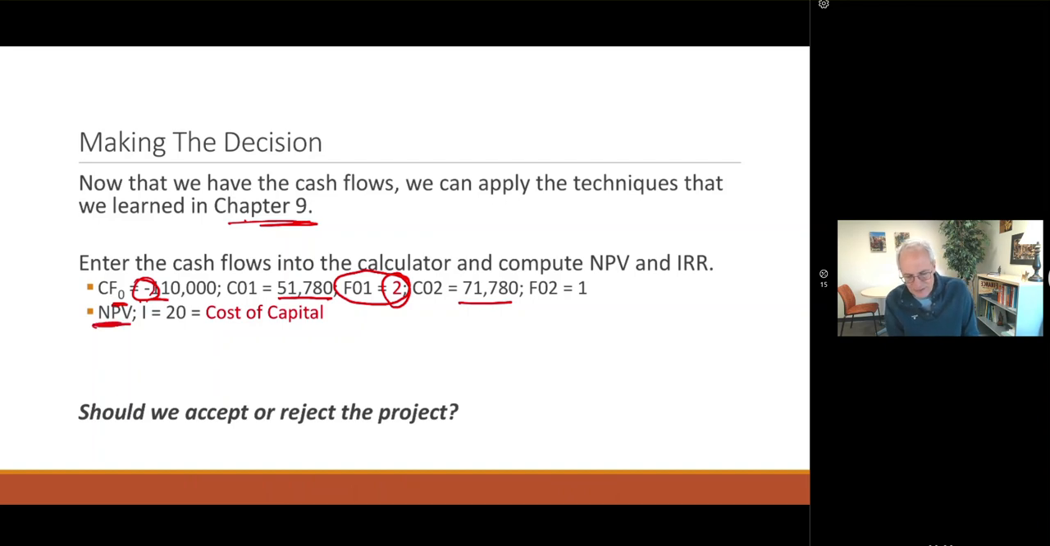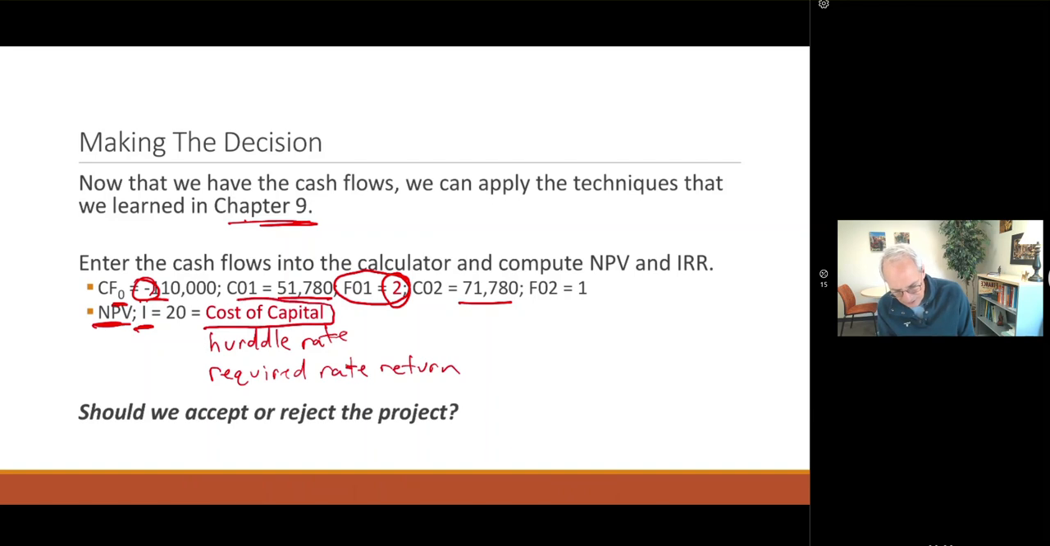Then we hit the NPV button, and the I, which was not given originally, I'm giving it to you now. I don't believe I gave it to you originally, okay? So what you have to know is, I called this last time like the hurdle rate. I called it the required rate of return. And now I'm calling it something different. I'm calling it the cost of capital.